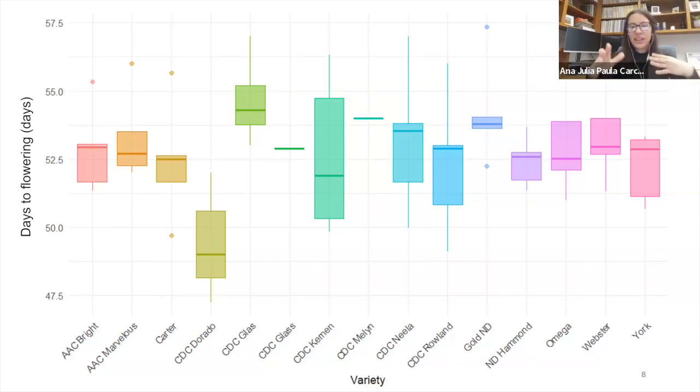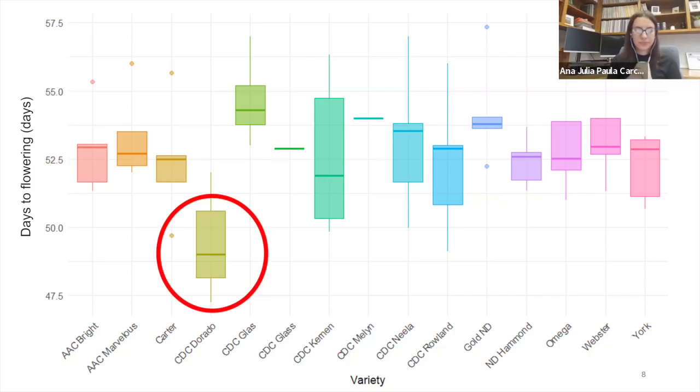So when we see here, we can see that most of the varieties that we test here at NDSU might be variable across sites. You can see that on the size of the box. But actually, they don't vary that much. They might be going from 55 to around 50. There's only one variety that was clearly shorter in all the sites, and this was CDC Dorado.